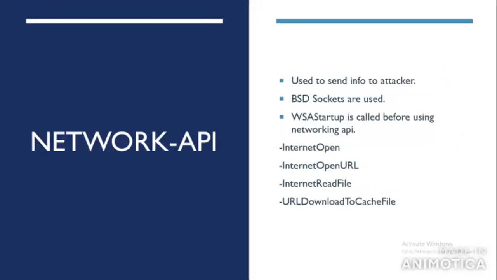Network API. The network API is used to send info to the command and control server, or simply, back to the attacker. In it, BSD sockets are used and the WSAStartup function is called before using the network API. The other network-related Windows calls are InternetOpenUrl, InternetReadFile, and URLDownloadToCacheFile, which can be seen in the executable itself when we are disassembling or dissecting it.